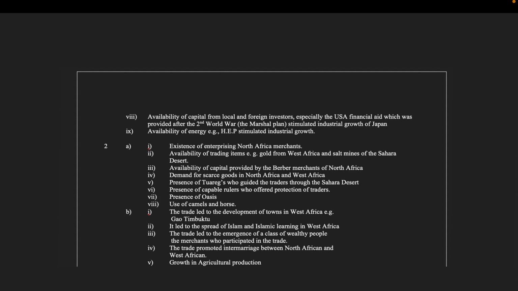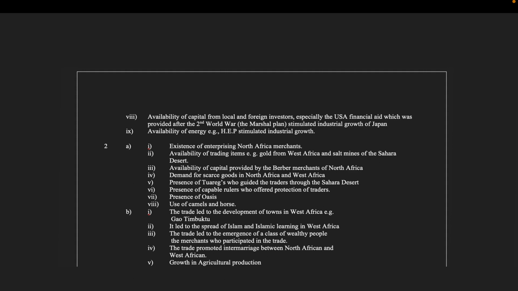2a. Existence of enterprising North African merchants. Availability of trading items, e.g., gold from West Africa and salt mines of the Sahara Desert. Availability of capital provided by the Berber merchants of North Africa. Demand for scarce goods in North Africa and West Africa.